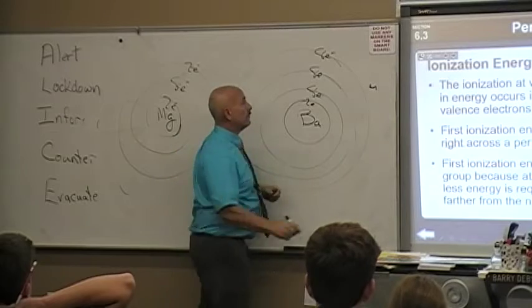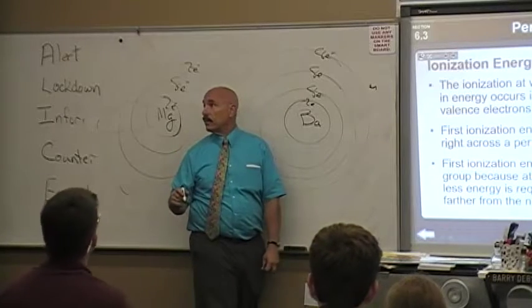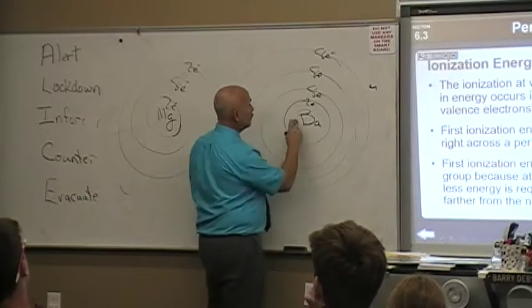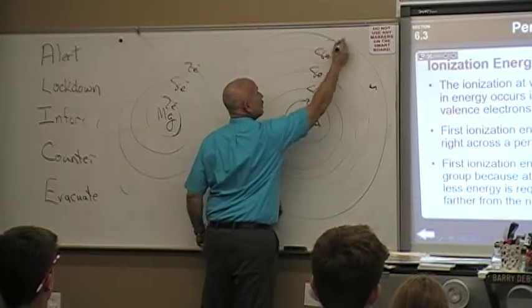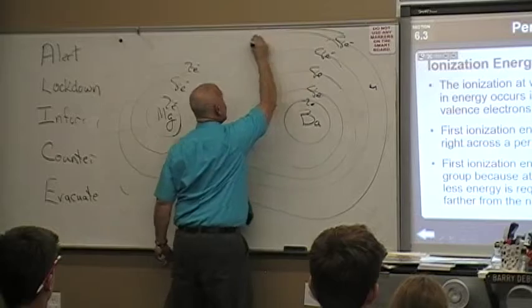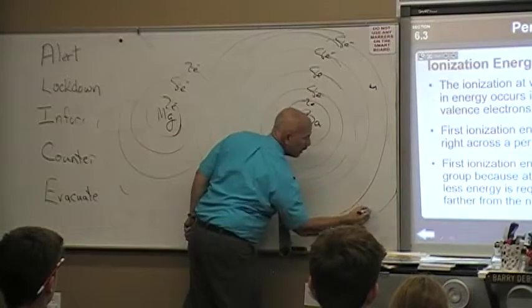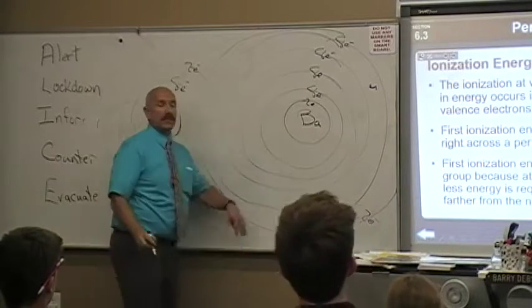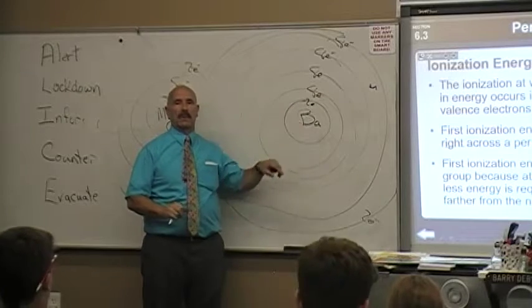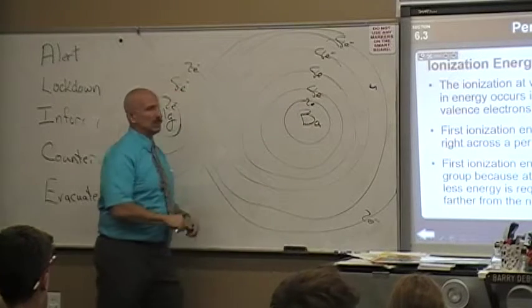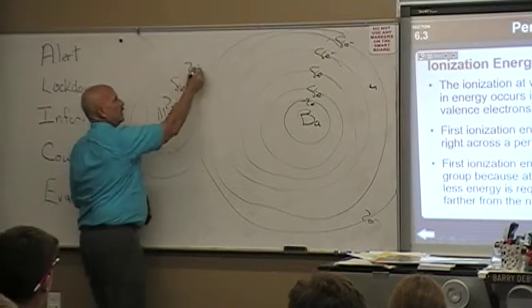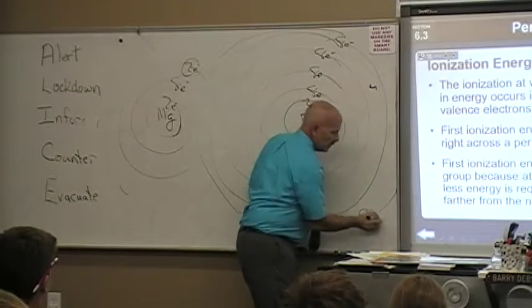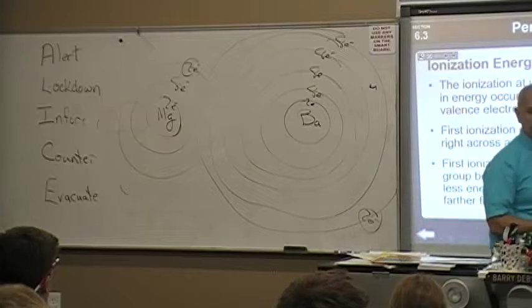And then finally, 1, 2, 3, 4, 5, 6. 1, 2, 3, 4, 5. Another 8. And then another 2. And there's more than that because of the d orbitals. I'm just showing you the s and the p orbitals, which is all we can do with Bohr diagrams. Is it easier to steal these or easier to steal these? And tell me why.